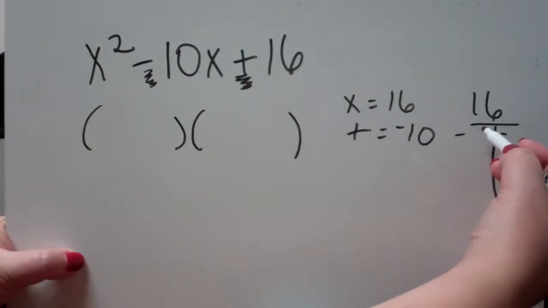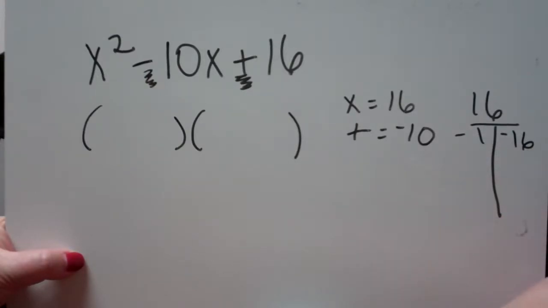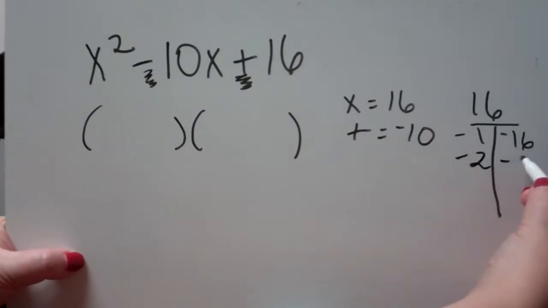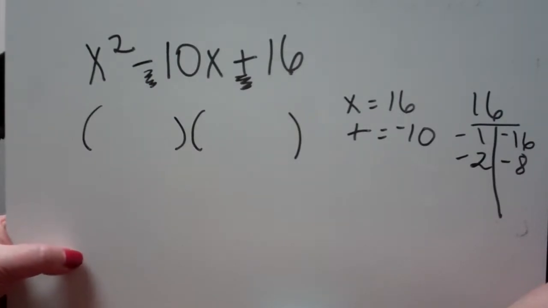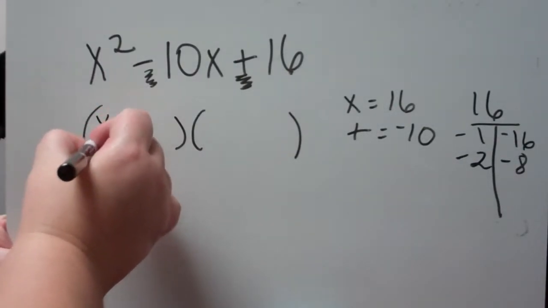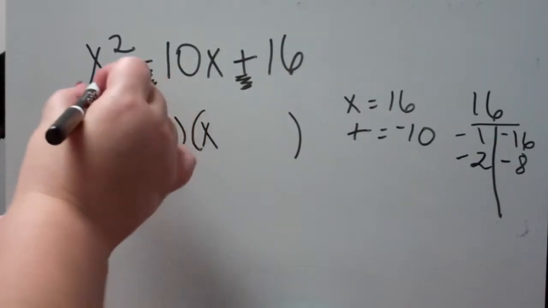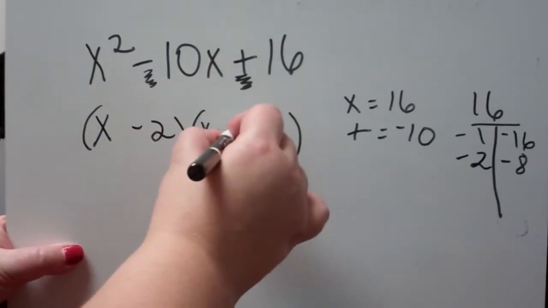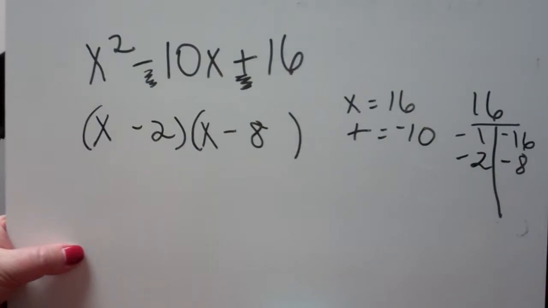Alright, let's start listing our numbers. 1 and 16. We add those together, does that give us negative 10? No. How about negative 2 and negative 8? Yes. Those add together to give us negative 10. So our factors are, we're going to have an x and an x, because we've got x squared, negative 2 and negative 8.